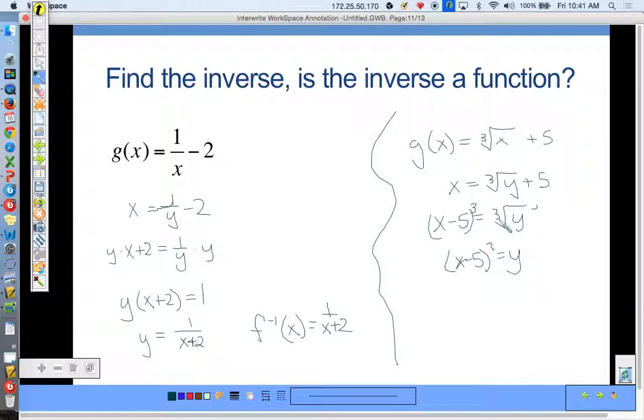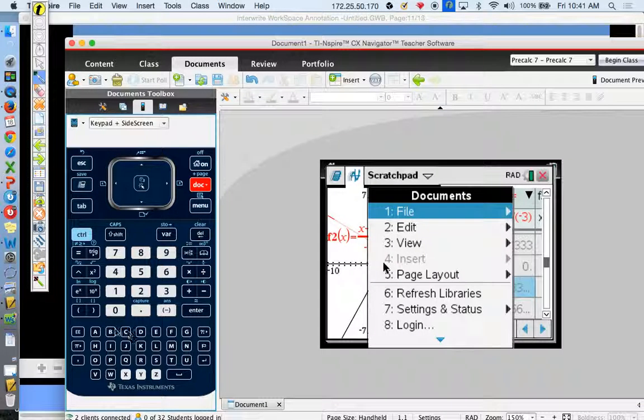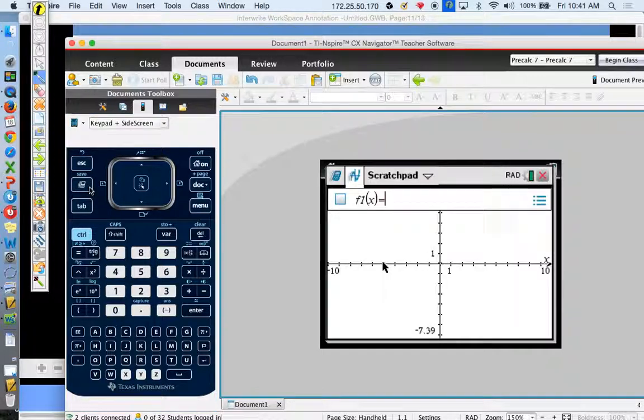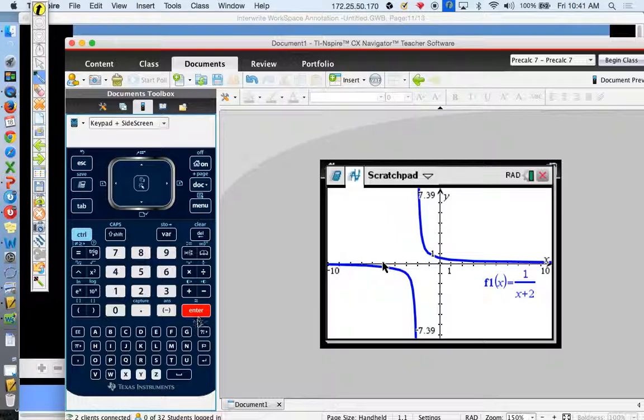And then we need to check to see if it is a function. We could just graph these and see if it is a function. So that one there, let's see, I'm going to go to the graph. We have 1 over x plus 2. And it passes the vertical line test, so it's a function.